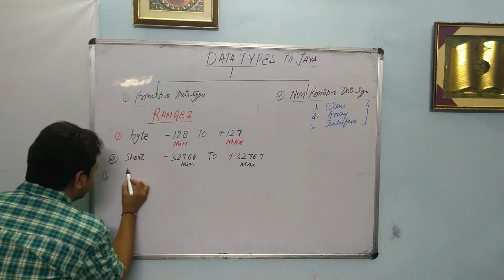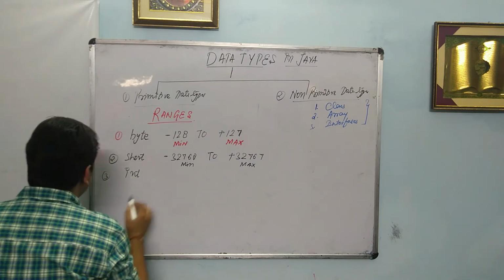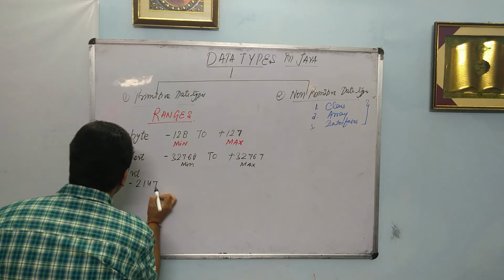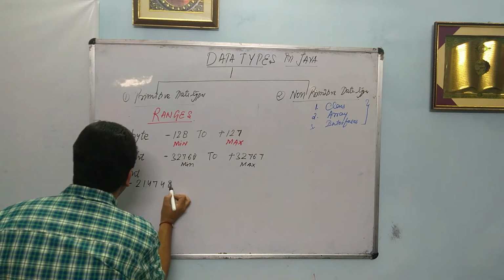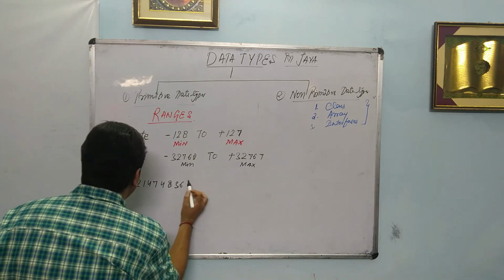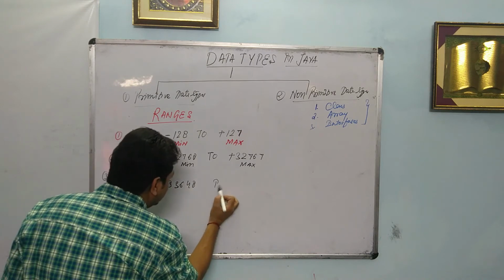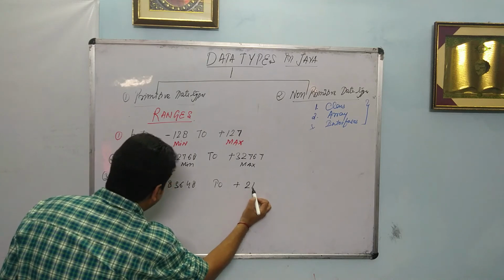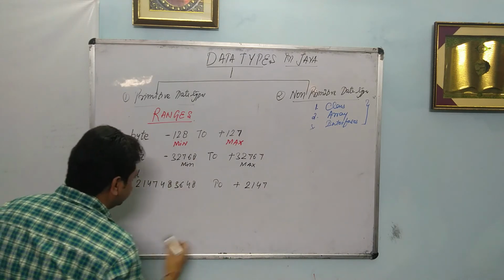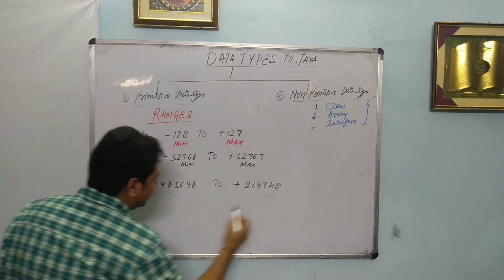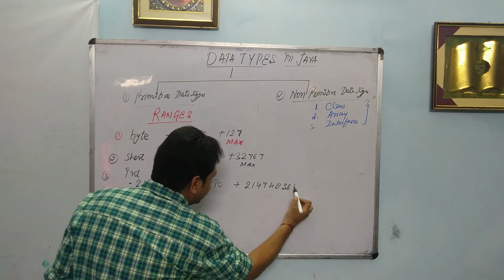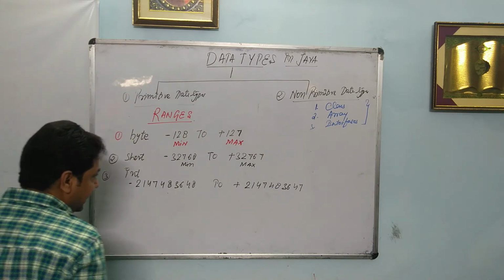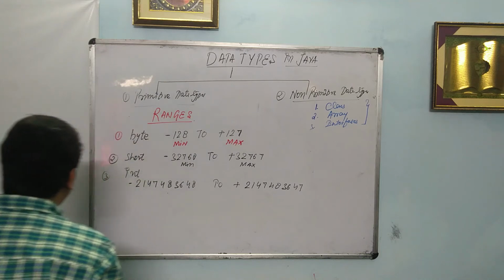Now what about int? -2147483648 to +2147483647. This is the minimum range of integer and this one is the maximum range of integer.